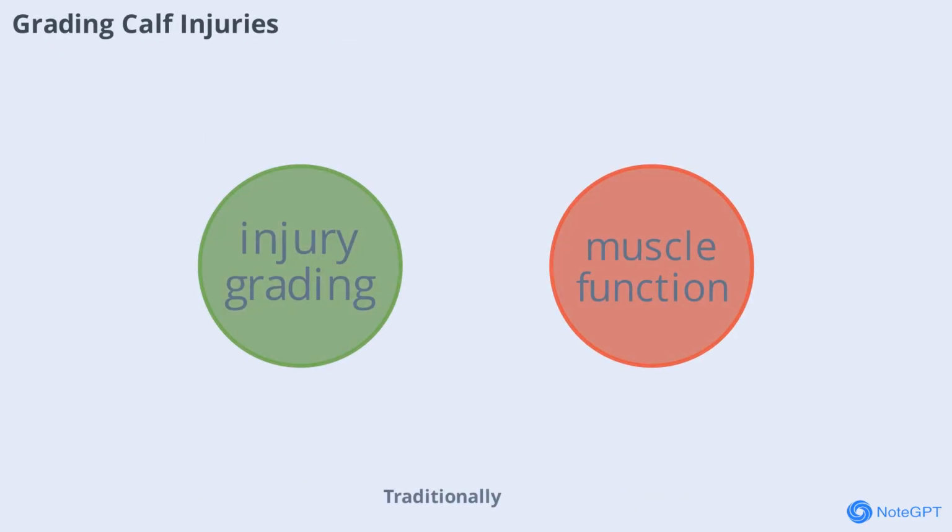Additionally, calf strains are graded based on clinical symptoms and imaging findings. Grade 1 injuries are mild, causing sharp pain but little loss of strength or motion. Grade 2 injuries are moderate, with temporary difficulty walking and noticeable weakness. Grade 3 injuries are severe, involving complete muscle disruption. However, modern approaches suggest that these categories may be too simplistic. Newer grading systems consider not just the extent of tissue damage, but also the functional role of the injured muscle, offering a more nuanced understanding of recovery.